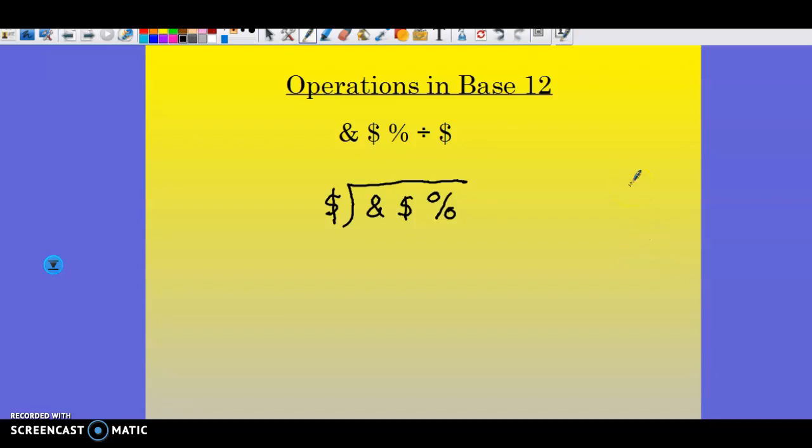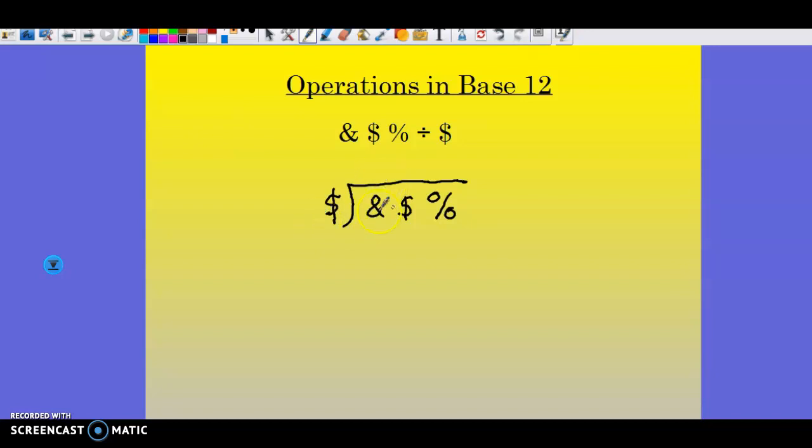I got cut off on that last video with time. So I just changed this from dividing into the long division form. So it's the dollar sign goes into at dollar percent, and you do it just like long division. How many times will this 7 go into the first digit?